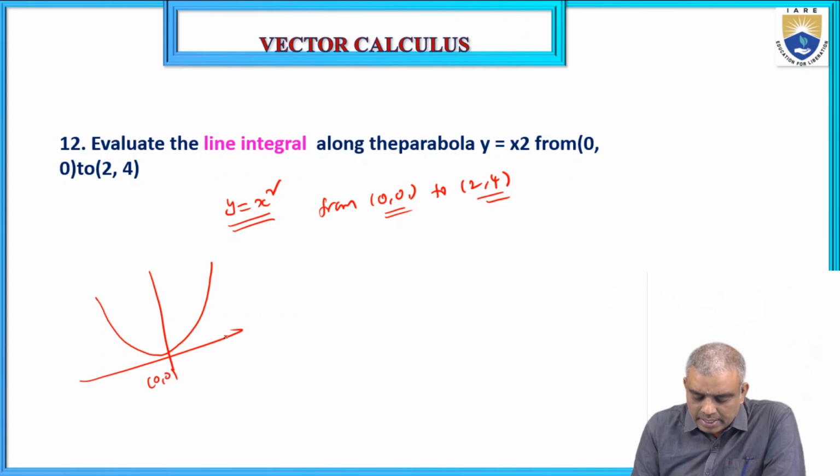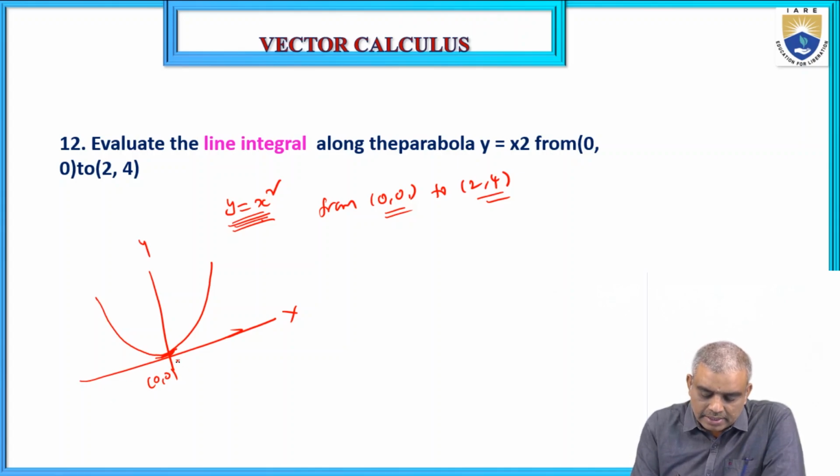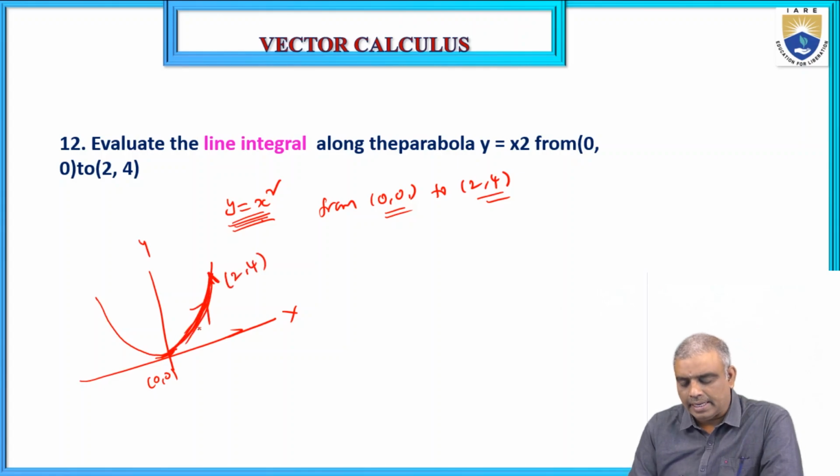(0, 0), this is the x axis, this is the y axis. Y is equal to x square. This is the parabola symmetrical about the y axis. (0, 0) this is, and somewhere it is (2, 4). So, we have to find the line integral along this curve. So, what is the line integral?